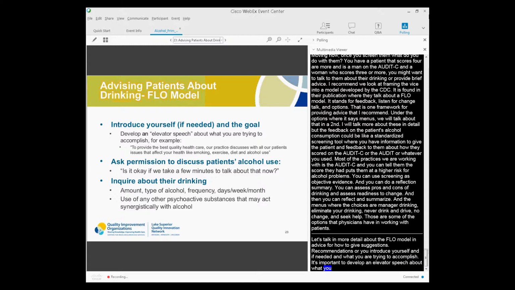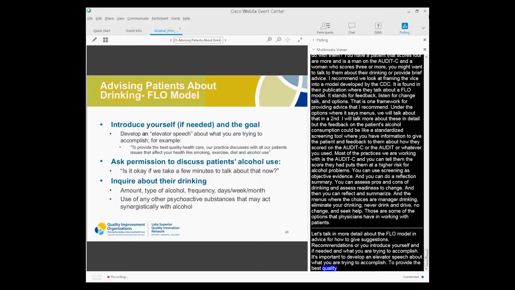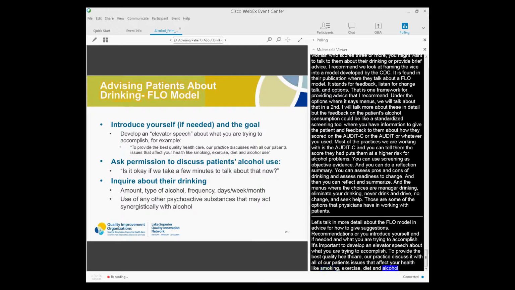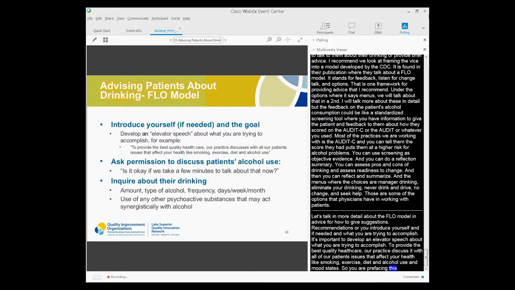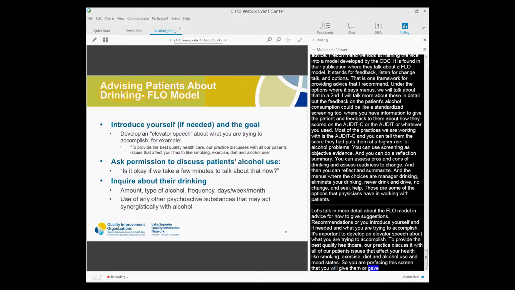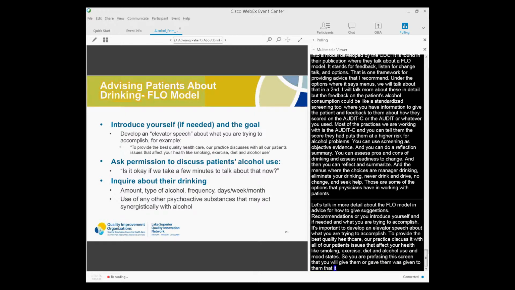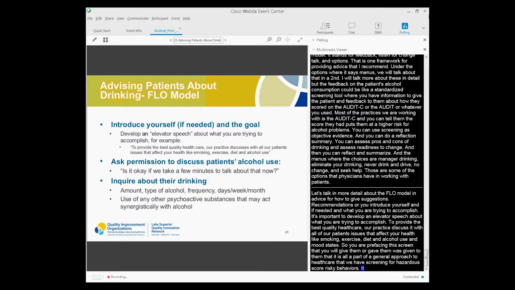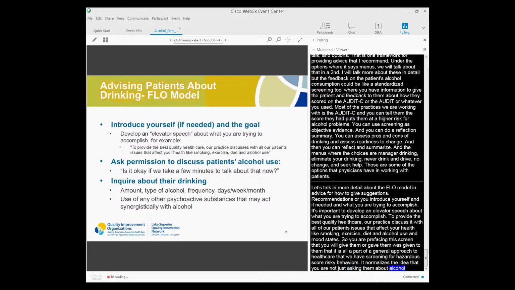So what you're doing is you're prefacing the screen that you're either going to give them or gave them, or that was given to them by the MA, that is all a part of a general approach to healthcare that looks at screening for hazardous or risky behaviors, okay? So it kind of normalizes the idea that you're not just asking them about their alcohol use, you're also asking them about other things in their lifestyle that might cause them problems. And ask permission to discuss the patient's alcohol use.